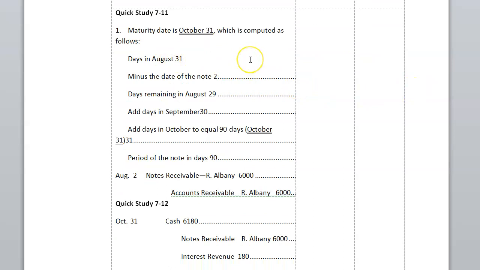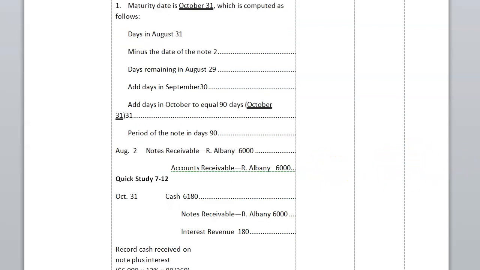So it's just a matter of counting days. So August has 31. The note starts on August 2nd. So there are 29 days remaining in August. We add to that the 30 days in September. And then we need 31 more days to equal the 90 for the total for the note. So this note would be due October 31st. The journal entry, we are increasing the note receivable for $6,000 and we're decreasing the accounts receivable. So basically it's just a transfer from the accounts receivable to the note receivable.